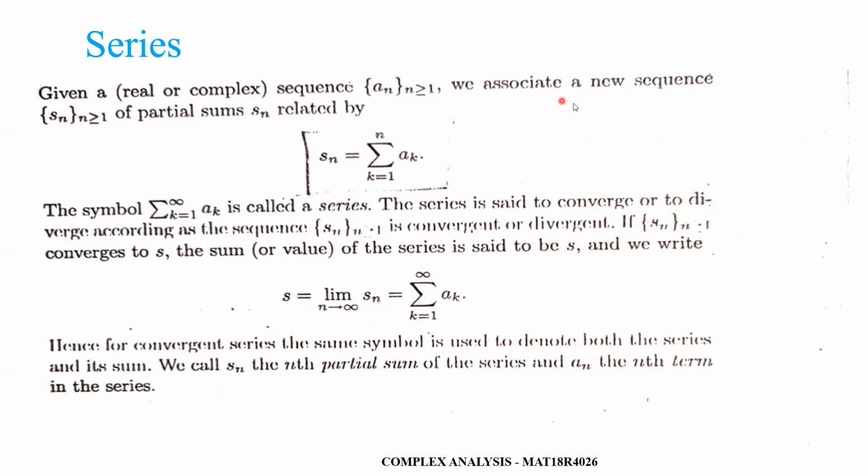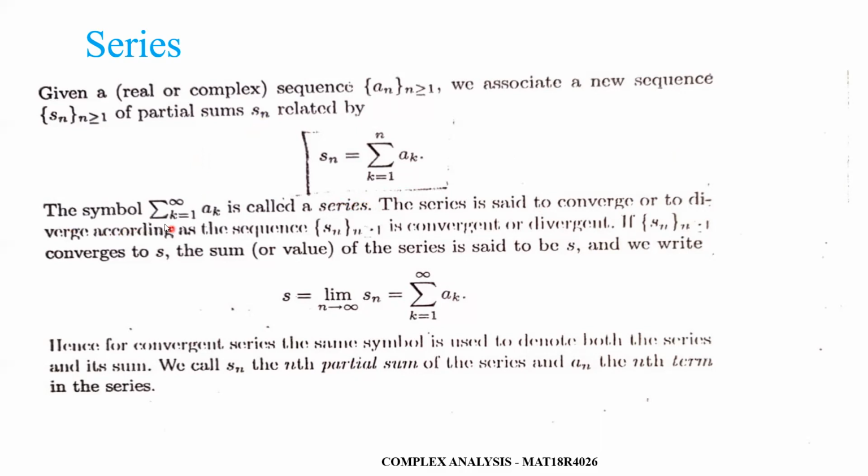Now we associate a new sequence Sn of partial sums, which is defined like this. So Sn, how is it defined? Summation of k equal to 1 to n ak. Therefore S1 will be a1, S2 will be equal to a1 plus a2, S3 will be a1 plus a2 plus a3. Similarly, S4 will be a1 plus a2 plus a3 plus a4. This way, we have defined the sequence of partial sums and named it as Sn.